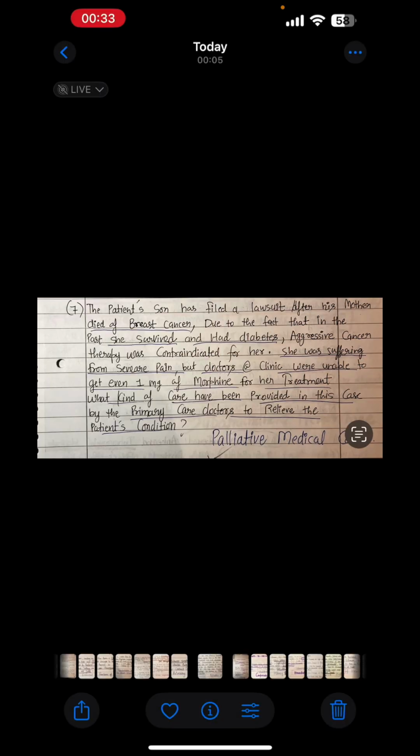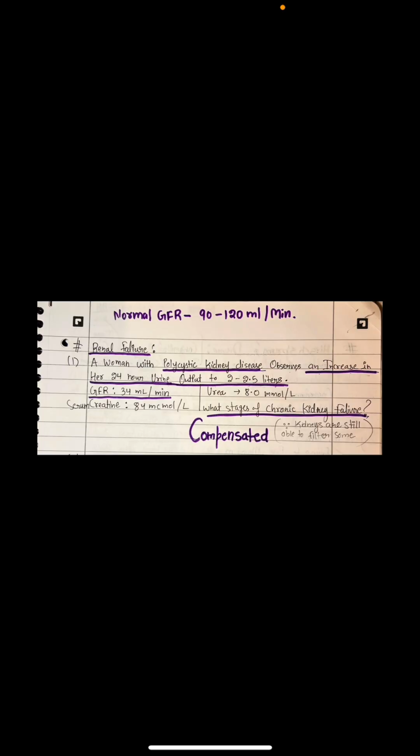This is something we are using in palliative medical care. Next is renal failure. Sir, what is renal failure? So renal failure is the failure of the kidney, or let's say the failure of the kidney to perform its function. So sir, what is the function of the kidney? The kidney function is filtration, removing the waste metabolic products from the patient's body. So this is renal failure, the failure of the kidney to filter the waste anymore.